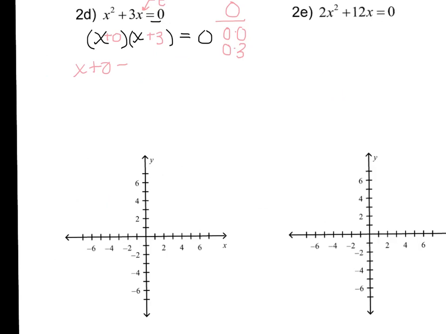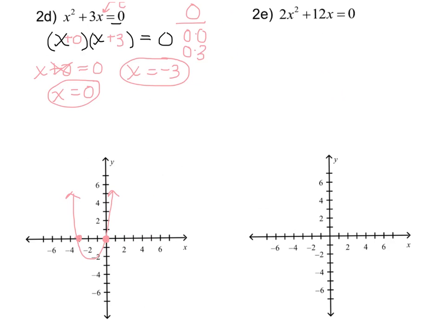For the zeros, if x plus 0 equals 0, then obviously x equals 0 is one of the answers. And the other answer will be x equals negative 3. So then we'll go to negative 3, and we'll put the parabola through those two dots.